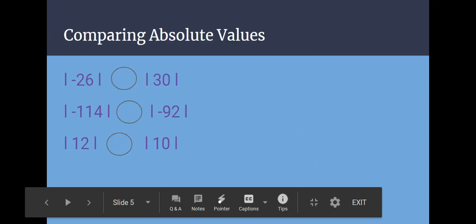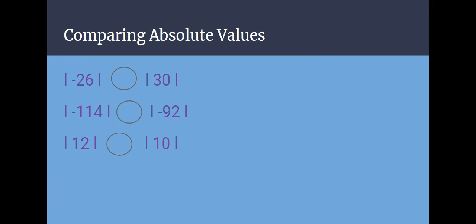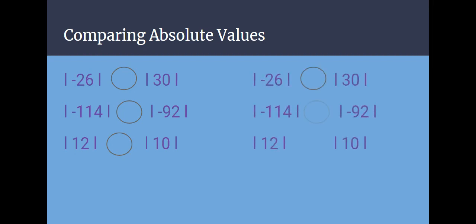All right, so when we're comparing absolute values, we have to complete the absolute value first before we draw the greater than or less than symbol. So looking at the absolute value of -26 and the absolute value of 30, we know the absolute value of -26 is going to be 26, and the absolute value of 30 is going to be 30. So 30 is greater than 26.